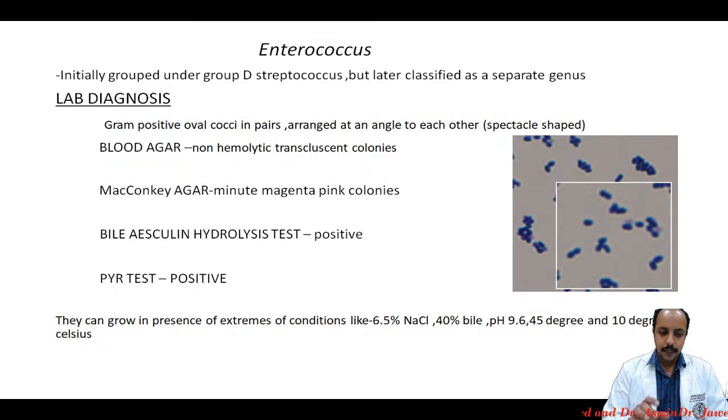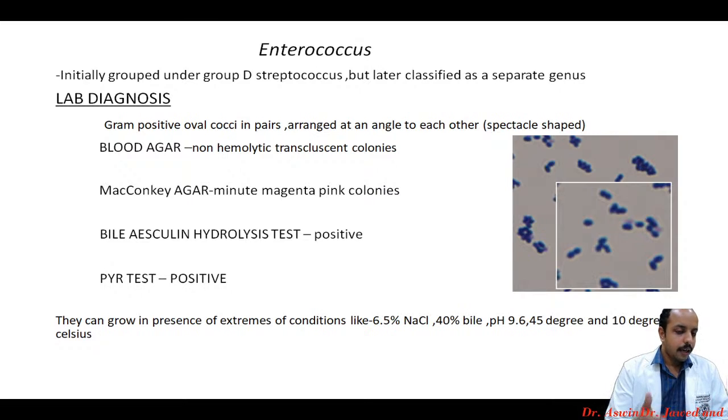And also the PYR test is answered by Enterococcus. They can grow in the presence of extremes of conditions like 6.5% sodium chloride, 40% bile, and pH of 9.6 and varying temperatures between 45 degrees and 10 degrees Celsius.